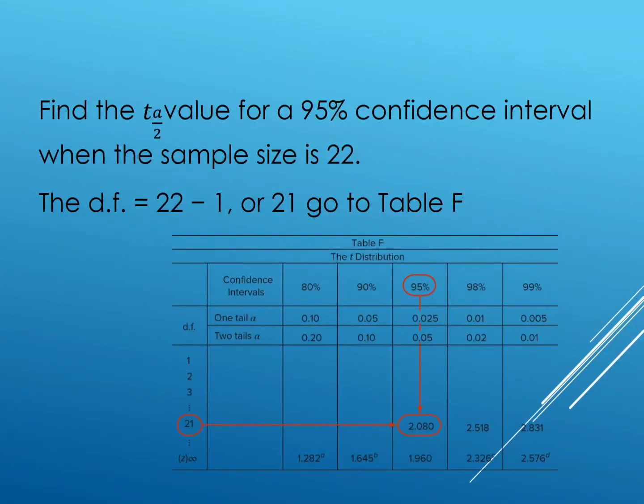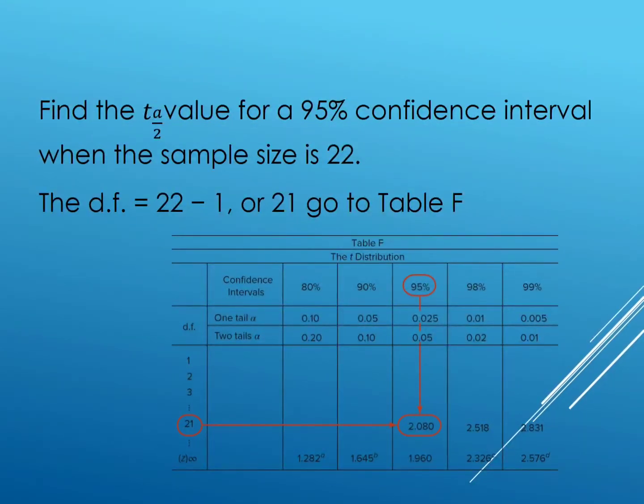We look at table T, we have degrees of freedom on the left side. You scroll all the way down to 21, because that's my degrees of freedom. And then you look to the right, up to the 95% confidence interval. When you see the 95% confidence interval, then you know that matches. So 21 and 95% is 2.080. That is my critical T value that I will use for my confidence interval.